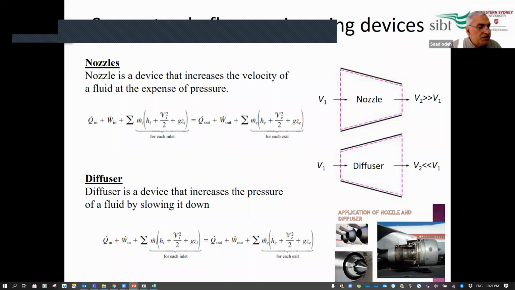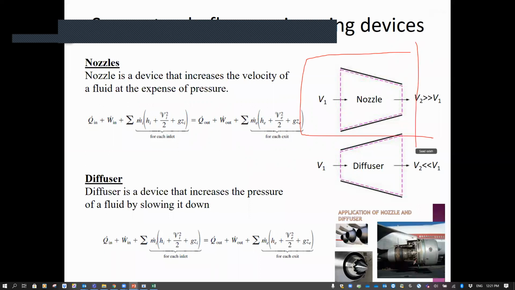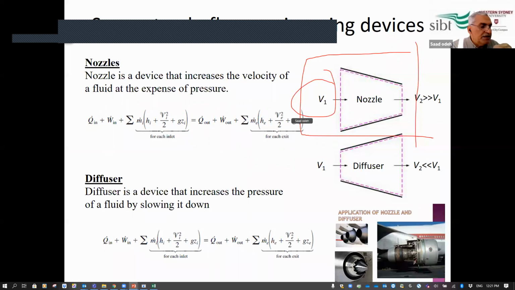You know, the nozzle, as you can see, we said in the nozzle, the area at the inlet is bigger than the area at the exit. There is another device opposite to the nozzle. We call it a diffuser. In the diffuser, the area at the inlet is smaller than the area at the exit. Why do we need this device? Sometimes we need high pressure at the exit. So if you want high pressure at the exit, you use the diffuser. If you want high velocity at the exit, then we use the nozzle.